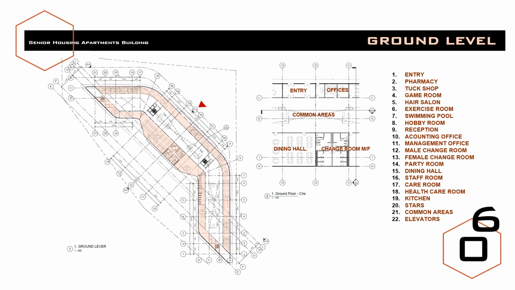In this slide, the ground floor has been designed to offer a variety of services and amenities for the residents. We have the common areas connected to everything. We have the elevators and stairs, and we have an entry area here, the pool area, the male and female change rooms. We have the administration office in this area. The pharmacy is here. We have the dining room in this area. And everything is connected around the common areas.